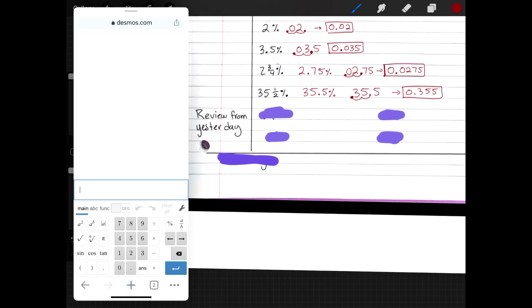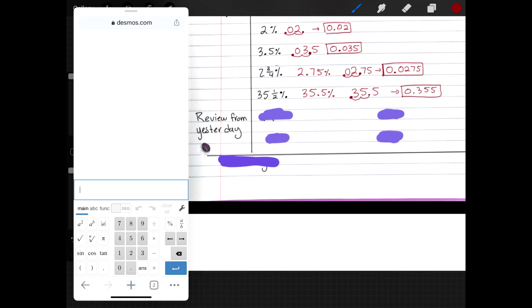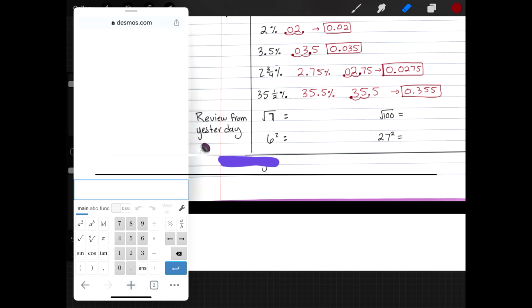Okay, so let's end with a review from yesterday. In the calculator, let's go ahead and see what we get for square root of 7, square root of 100, 6 squared, and 27 squared. So take a moment, pause this video, and do these on your own using either the Desmos calculator, the calculator on your phone, or the calculator on Google.